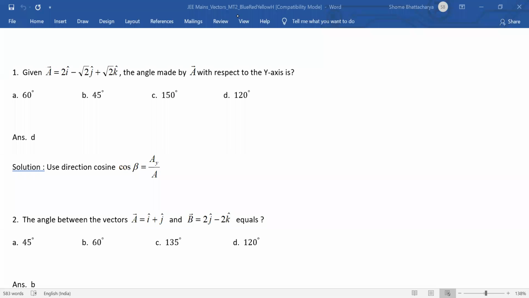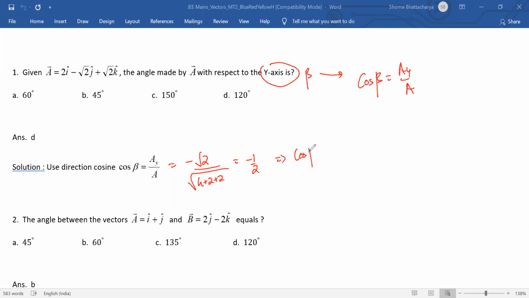So what is happening is you are asked to find the angle with the y-axis. So that angle is nothing but beta. So you use the direction cosine concept, that cos beta is the y component of the vector divided by magnitude of the vector. So here the y component is minus root 2, and the magnitude of the vector is square root of 4 plus 2 plus 2, so that is 2 root 2. So this will become minus half. So cos beta is minus half, means that beta will become 120 degrees. So therefore this is the correct answer.